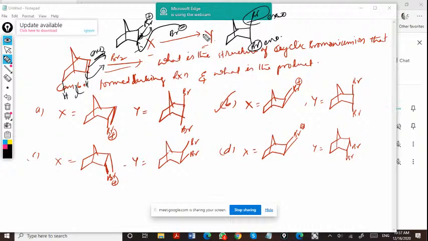So one more possibility will also be there, which is exactly similar to this. So why can't bromine attack from this side? It can. So if that is the case, exo will be this side, endo will be this side. So these two are one and the same if it is rotated. So these two are the possibilities.